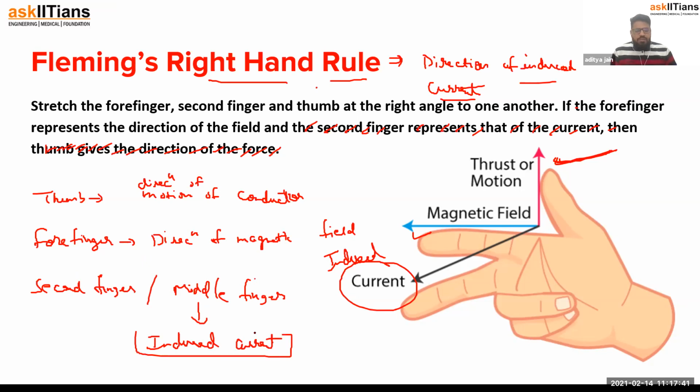So that is basically Fleming's right-hand rule, which gives the direction of induced current in a conductor. Clear? So I hope this right-hand rule is also clear.